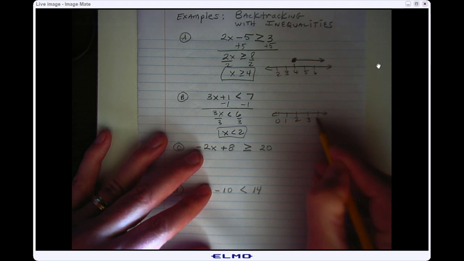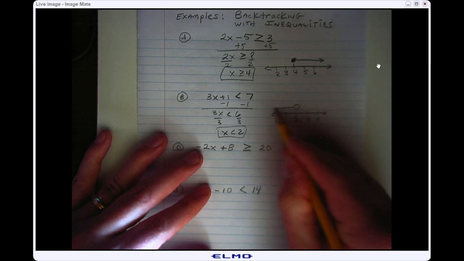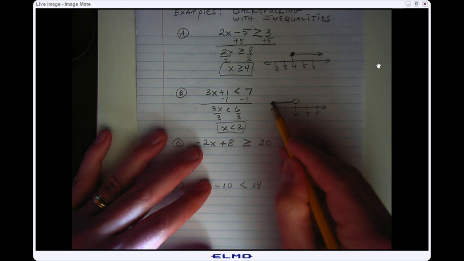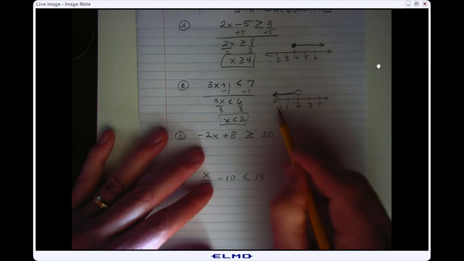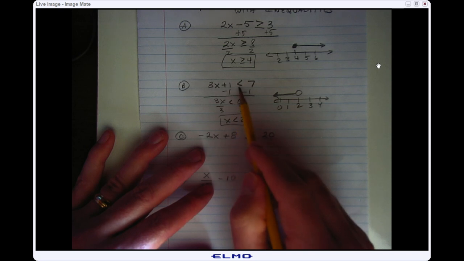And then I want to put, there's no equal sign, so it's going to be a hollow dot, and it's all numbers less than 2. So I'm going to go this way. And then I'm going to go ahead and choose a number to plug in to see if this works. I'll put in 0. 0 times 3 is 0, plus 1 is 1, and 1 is definitely less than 7. So I know that is a correct solution.